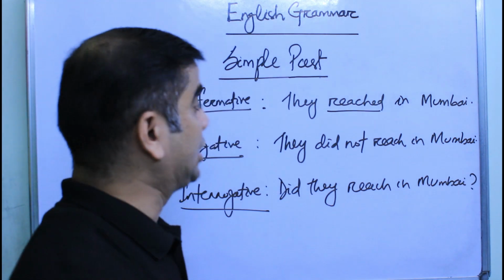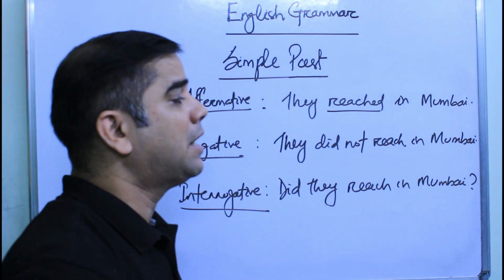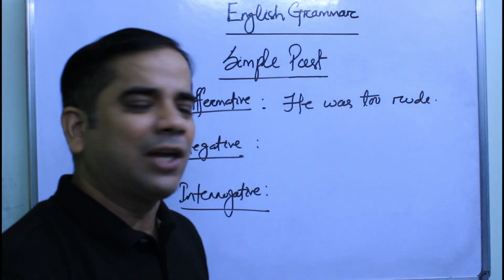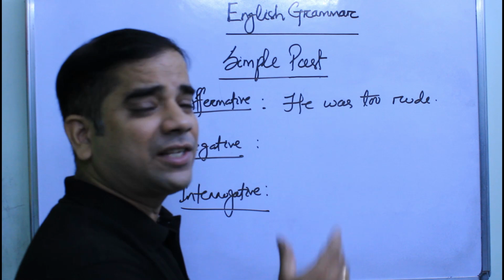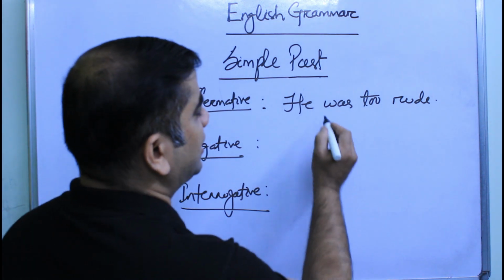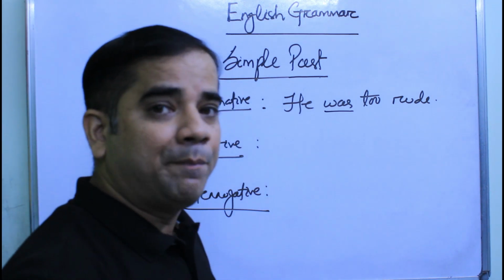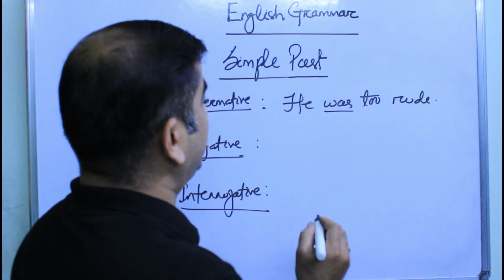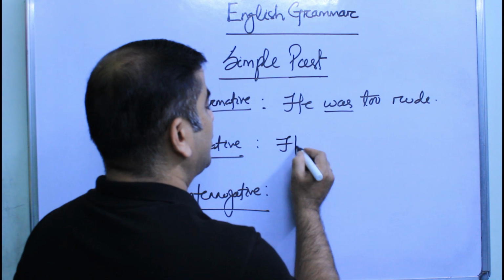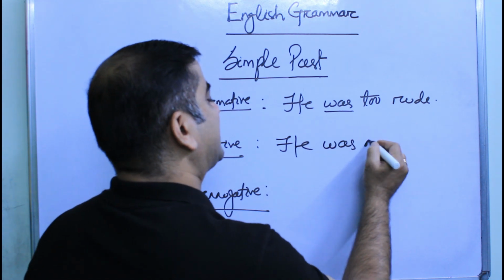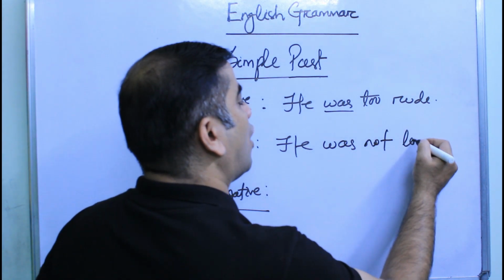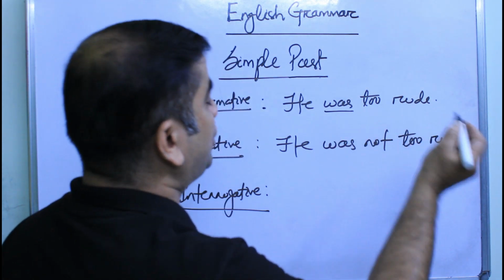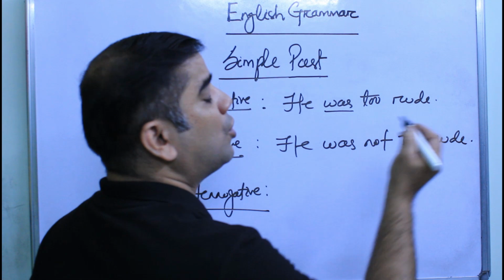Okay, so this is the interrogative form of the sentence, they reached in Mumbai. Okay, let us take another example. Students, here we have another sentence. He was too rude. So here, was is not the helping verb in this case. It is the form of the verb be. But we need to use not after the verb was to form the negative form of the sentence. He was too rude. He was not too rude.